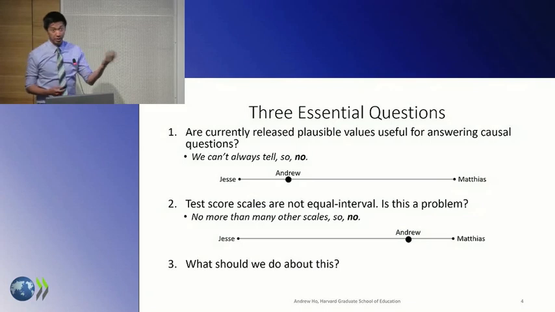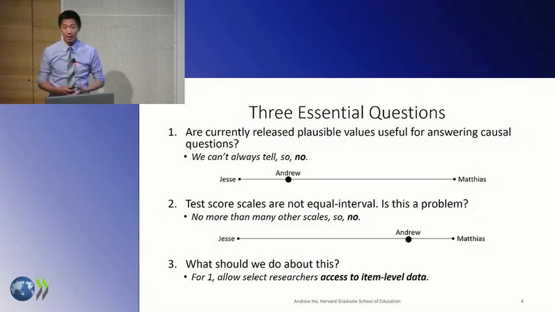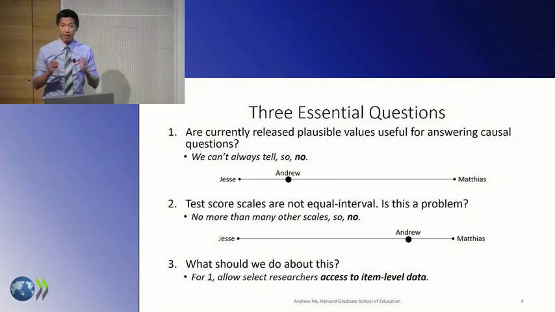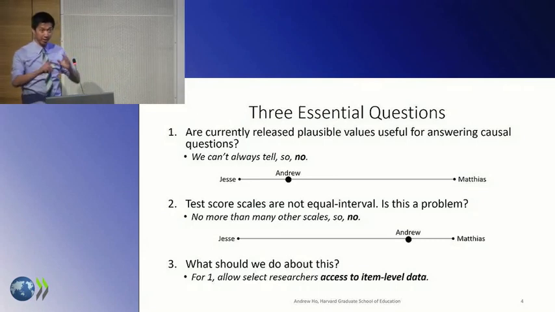So then third, this is, I think, going to be the big question about today. What should we do about this? And I'm going to say, for one, allow select researchers access to item-level data. Right, that's me putting my researcher hat on. That's my recommendation. I think it's up to PIAAC and NAGB and NCES, and I sit on the National Assessment Governing Board that oversees NAEP, and so these problems are important, right? So that becomes then a policy question about how to do this. But if you ask me whether or not we should do this, I think the answer is yes. I think we should. Now, if we could come to consensus around that today, everybody here, we should put it to a vote. That would be significant.